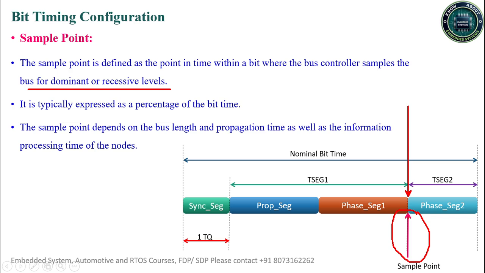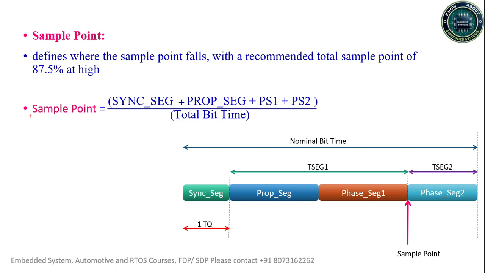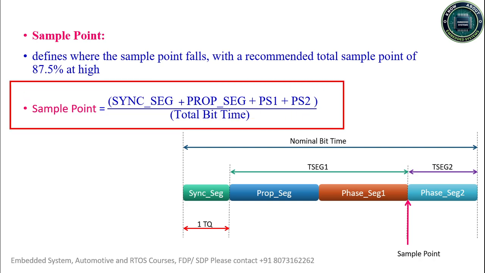So within this you need to detect. It is typically expressed in terms of percentage. So we are going to express the sample point in a percentage, and we have a simple equation for this. You can see here, the sample point can be defined by this equation: sample point is equal to sync segment plus propagation segment plus phase segment buffer 1, divided by total bit time size. So sync segment, propagation segment, phase segment buffer 1 and phase segment buffer 2 we are going to define. I hope you are clear with this point.